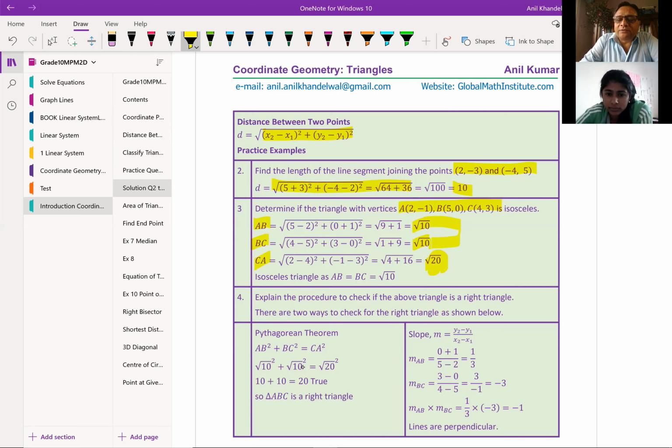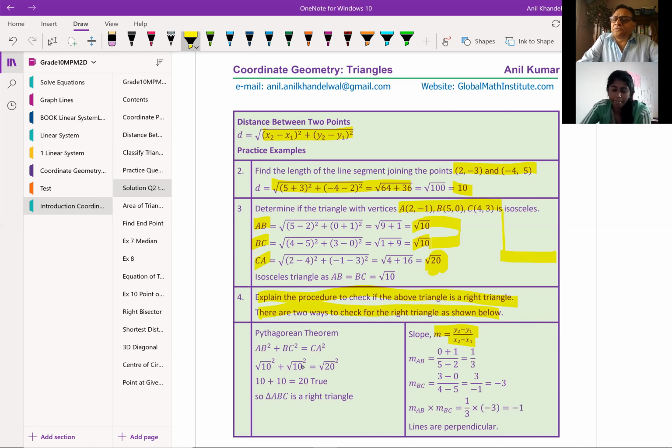So it is also a right triangle. So that is one way of checking right triangle. Here is another very simple approach, and that is to find the slope. You can actually find the slope of the two sides. If they're negative reciprocal, then it is a right triangle, correct?